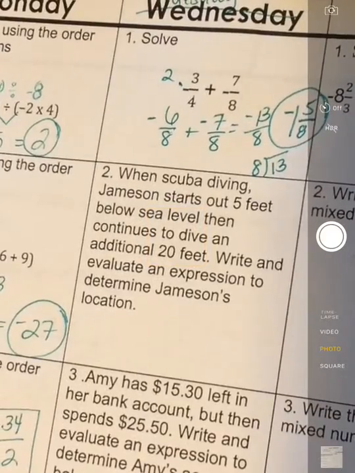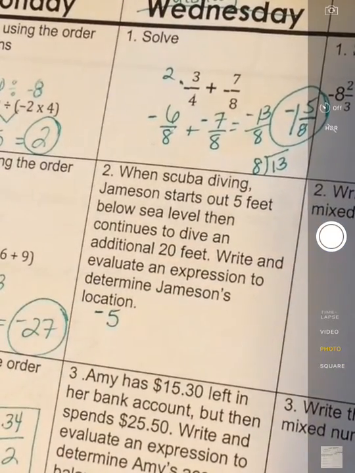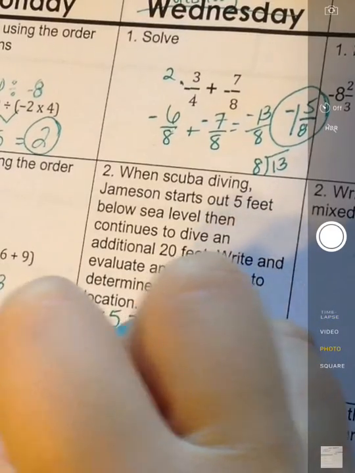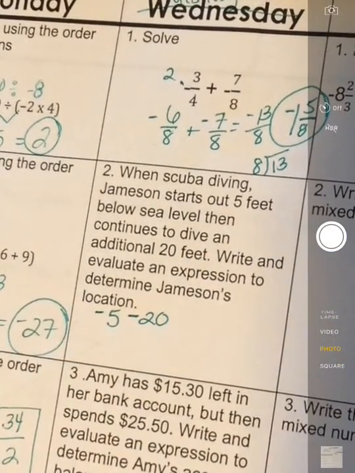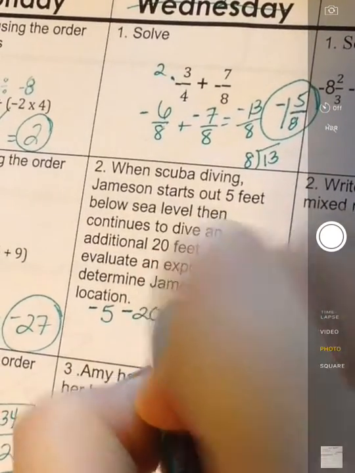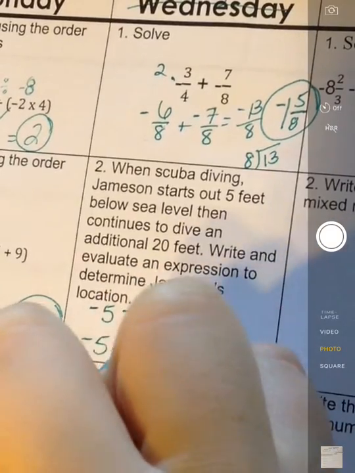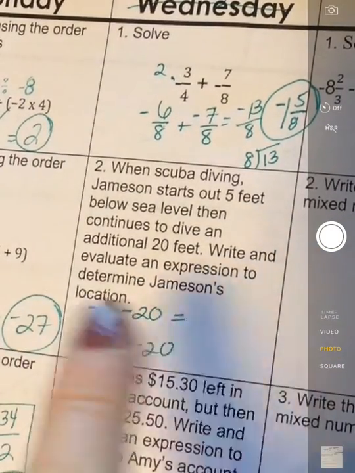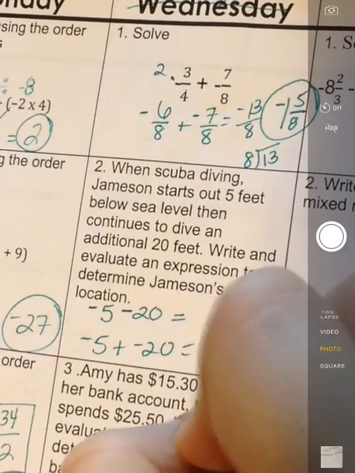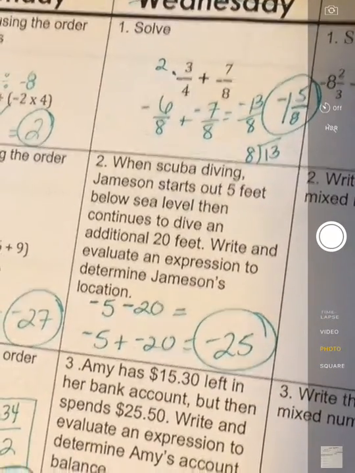Number 2, when scuba diving, Jameson starts out 5 feet below sea level, so that would be a negative 5, then continues to dive an additional 20 feet, so he's going down 20 feet. Write an expression we just did, and let's determine his location. Since it's subtraction, you have to keep, change, change. Same signs, add and keep. That means he is now 25 feet below sea level.